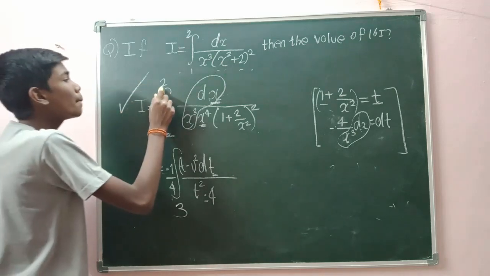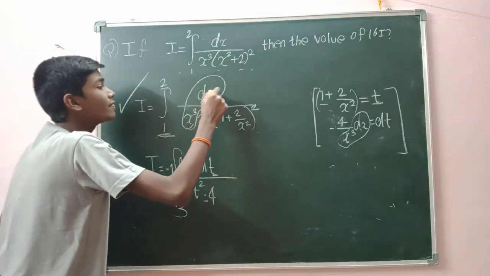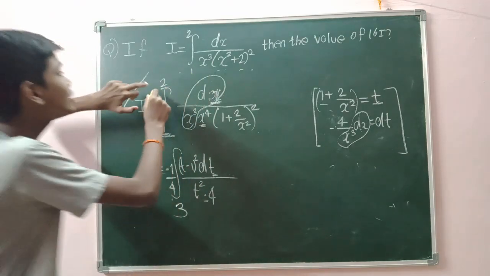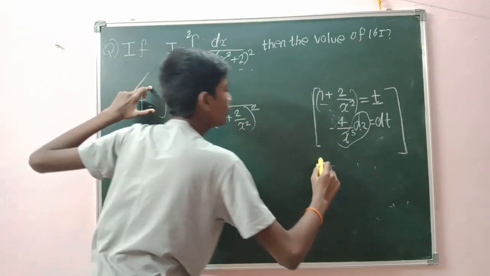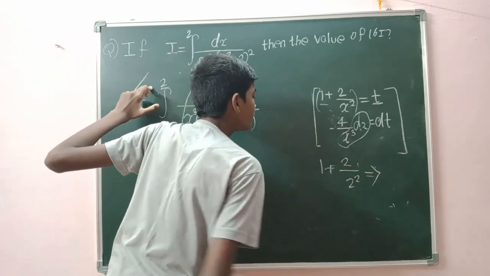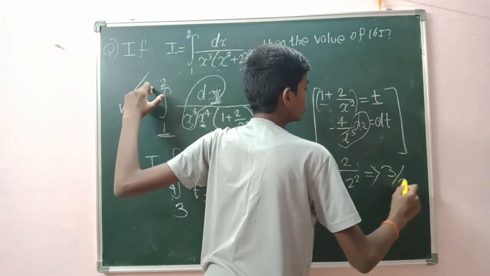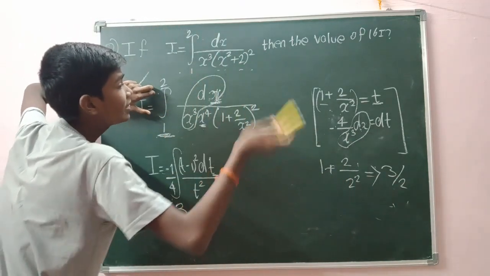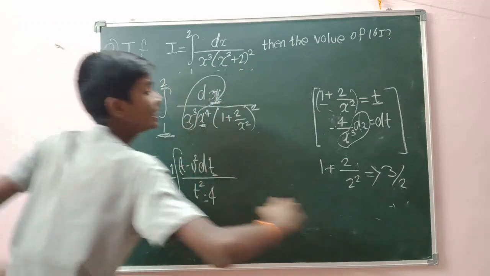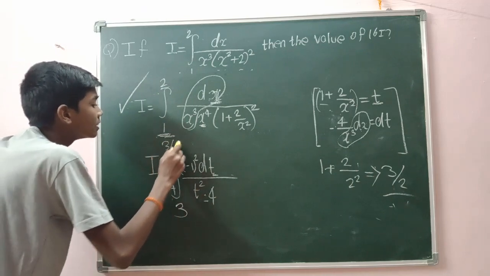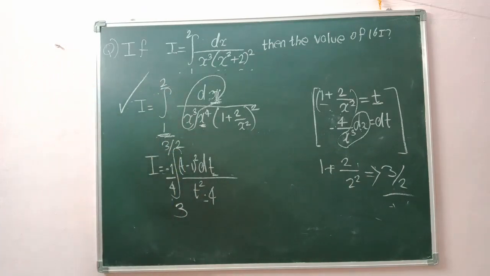And same like that, the upper limit for this particular integral where the variable is x is 2. Now, this 2 will take the place of x. That will be 1 plus 2 by 2 square. Correct now? This will be nothing but 3 by 2. So, the value of t for the upper limit is 3 by 2. Therefore, here the variable is t. Therefore, the upper limit will be 3 by 2. This is how we should do it.